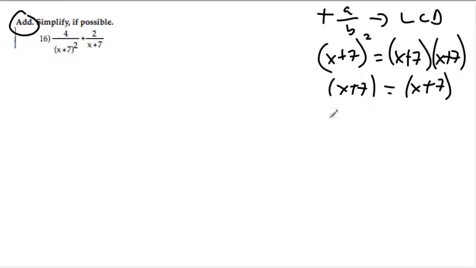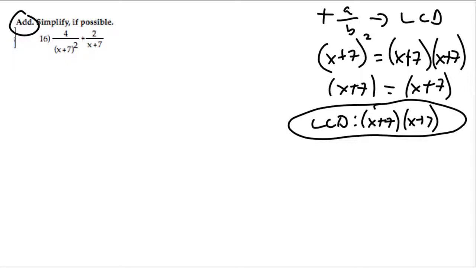So when I look at finding the lowest common denominator between those two, I always start with the biggest one or the longest one. So I need to have an x plus 7 and an x plus 7 in my denominator. And then I look at the second one, it's an x plus 7, I already have one. So this thing here would be my lowest common denominator.